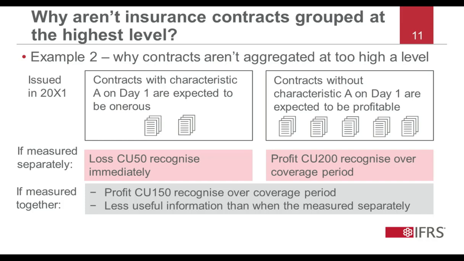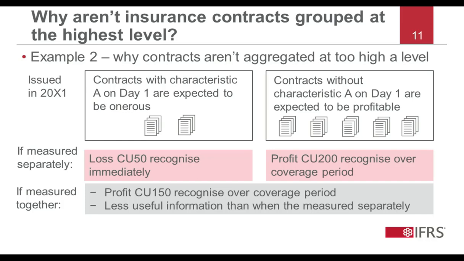The rest of the insurance contracts have similar characteristics and the entity does not have any facts or circumstances that indicate that those contracts might be onerous or any differences in profitability. The entity measures those contracts on initial recognition, and they are profitable. If policyholders with characteristic A were measured separately from the rest of the policyholders, a loss of CU50 from policyholders with characteristic A would be recognized immediately in profit or loss. The unearned profit from the rest of the policyholders of CU200 will be recognized over the coverage period for those contracts.